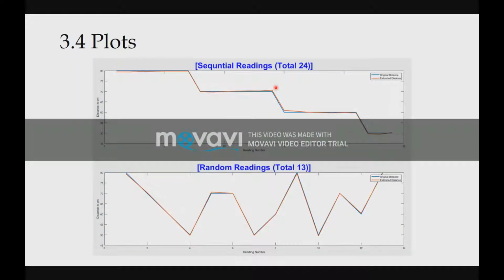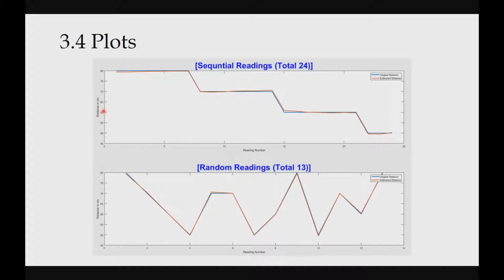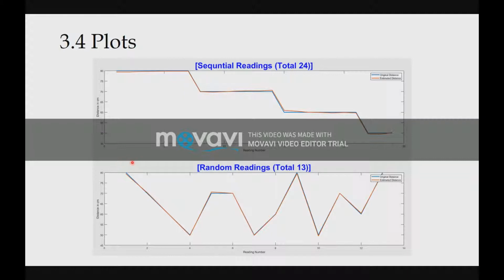Let us see plots. Here are the plots of sequential readings and random readings. On the x-axis there is the reading number and on the y-axis there is the distance. It can be seen that the original distance curve, indicated in blue, and the estimated distance curve, indicated in orange, follow each other pretty closely.